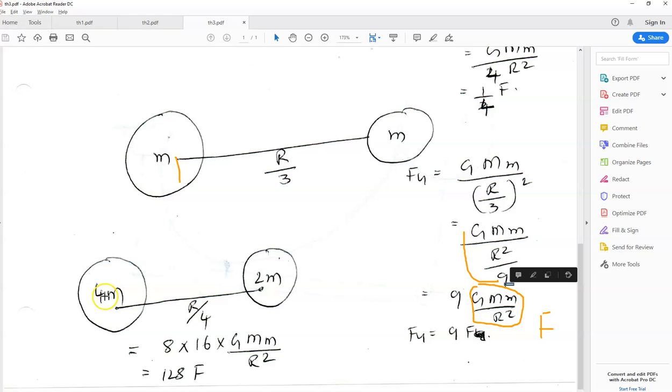Here's one more example, just like a mental problem. The masses are 4m and 2m, and the distance is r/4. You can do this mentally. The product of the masses, 4 and 2, is 8, so the force is already increased by 8 times. Because the distance is r/4, the force will increase by 4 squared times. So totally the force will be 128 times F.